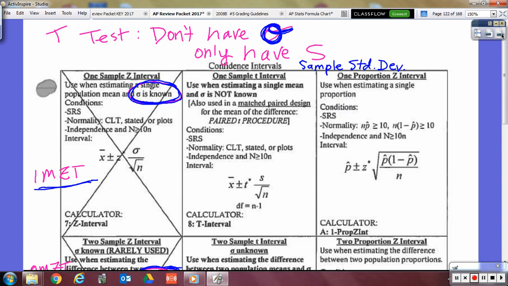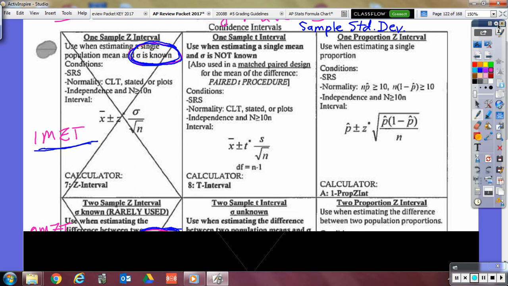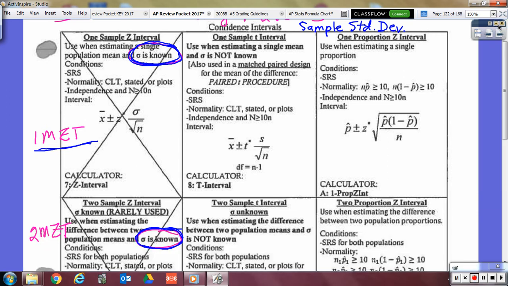Now, here on the next page, we've already discussed how for a t-test or a t-interval, it's because you do not have the population standard deviation. All you have is the sample standard deviation that causes extra variability, so that is the reason that you use t-distributions. Now, this page just goes through all of the tests that we're going to do, but I want you to look at these two that are marked out.